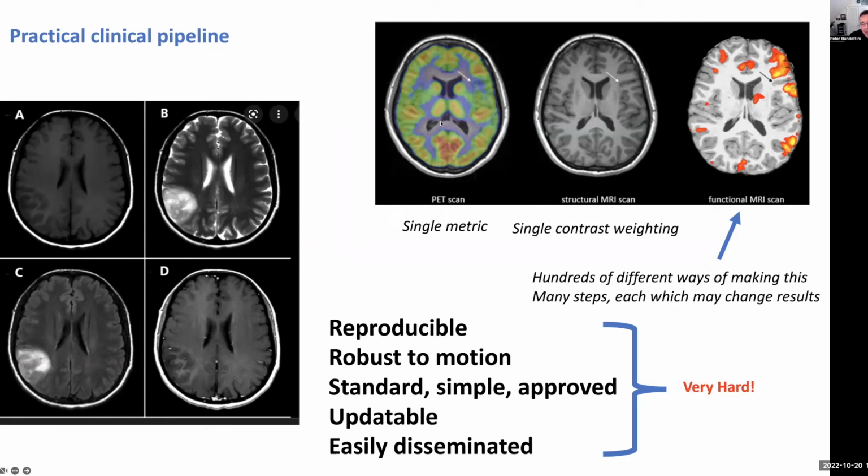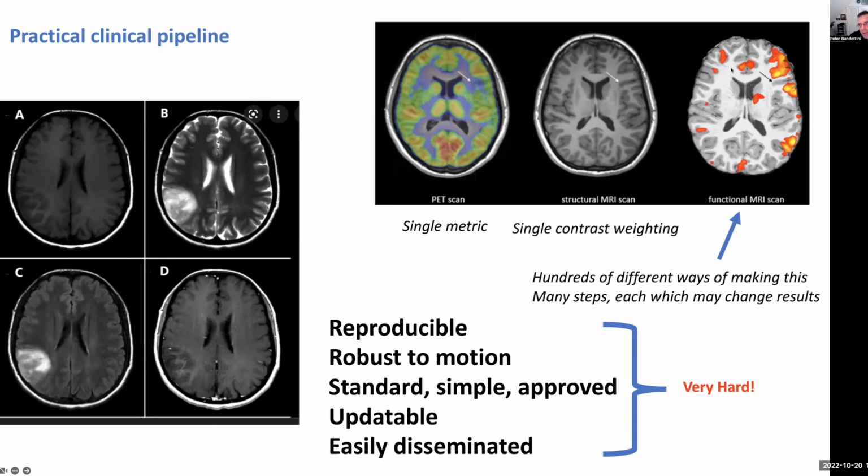With functional MRI, it's different. Even with a PET scan, it's only a single metric, usually metabolic rate or something like that. With structural MRI, it's maybe just a couple of parameters, T1 or T2, you have different contrasts, and you see what you see. With functional MRI, the challenge is huge.